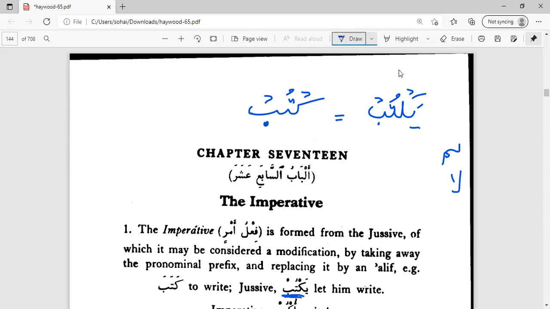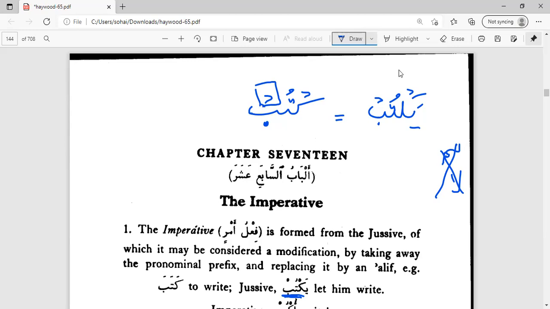The only difference between imperative and what we did last lesson is that imperative doesn't require a particle in front of it. In the last lesson, yaktubu would become yaktub, and the ya, the prefix, wouldn't drop. But in terms of imperative, the prefix drops. So it becomes like this. The last letter will have a sukoon anyway, because that's what we mean by jussive, majzoom: it will have a sukoon at the end, or the noon will drop.